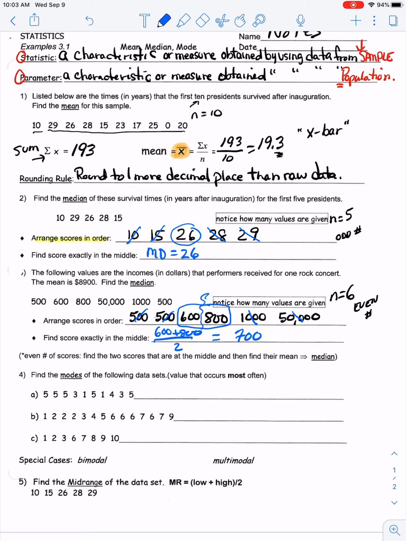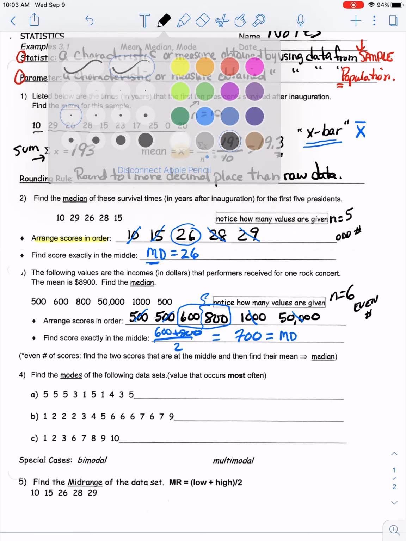Also, while I'm here, I usually have a notation for median. We're going to use capital M, capital D. I used it out of habit in the first example, but that's your notation for median. X bar up here is your notation for mean. So we want to use appropriate notation when you're doing calculations.